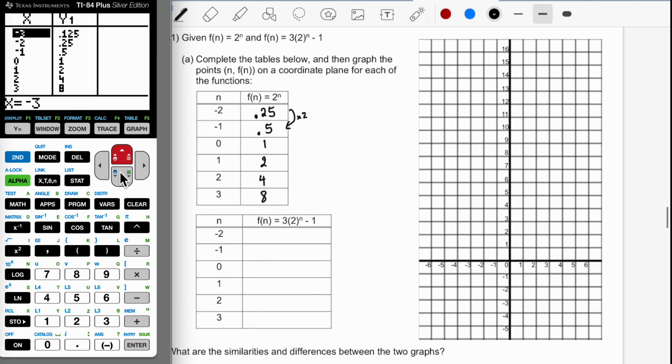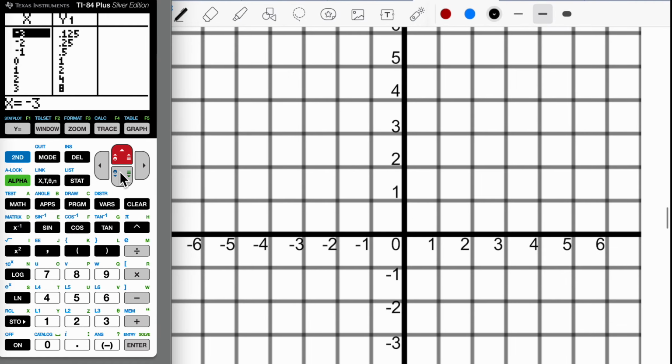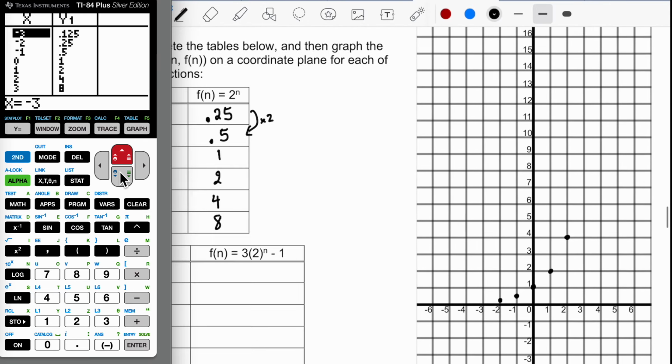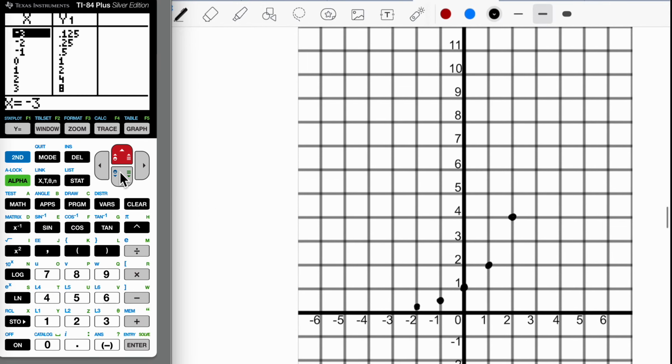So I want to plot these points, -2 and 0.25, roughly. Doesn't have to be perfect. -1 and 0.5, 0 and 1, 1 and 2, 2 and 4. The next one is 3 and 8. We could go further, actually.